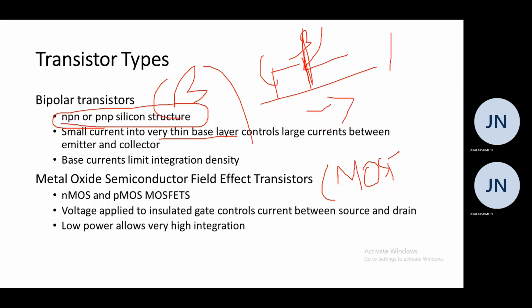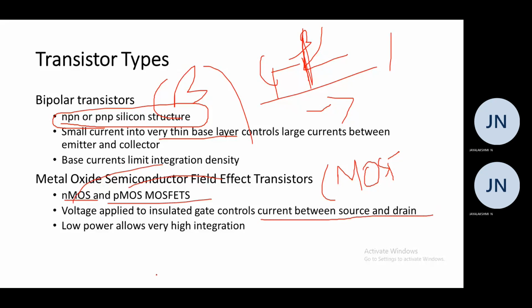Next, we'll move on to MOSFET. We have two different types of MOSFET: N MOSFET and P MOSFET. N MOSFET stands for N channel MOSFET and P MOSFET stands for P channel MOSFET. Here, voltage applied to the insulated gate controls current between source and drain.